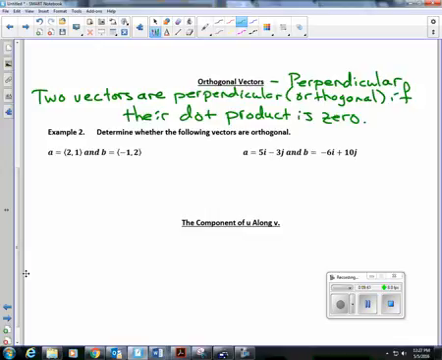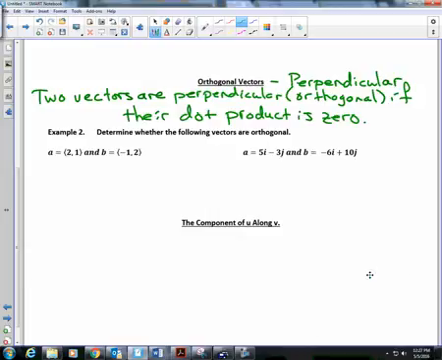Determine whether the following vectors are orthogonal. Well, I'll find the dot product. And let me right now show you what some people do on the test. When they do the dot product, they do A times B, and they get -2, 2. You see why? They take 2 times negative 1, they take 1 times 2, and they write it as a new vector. The dot product does not produce a vector. It produces a numerical answer.